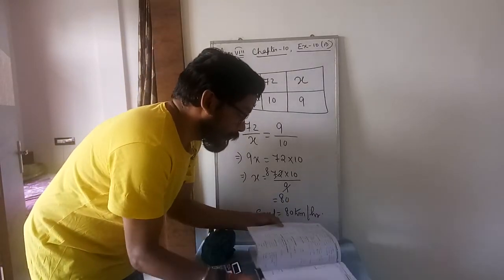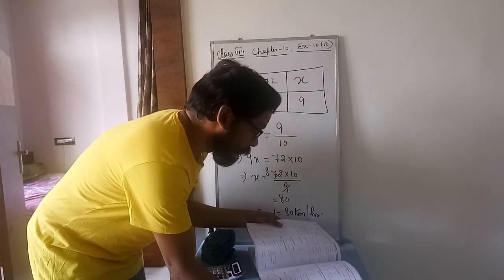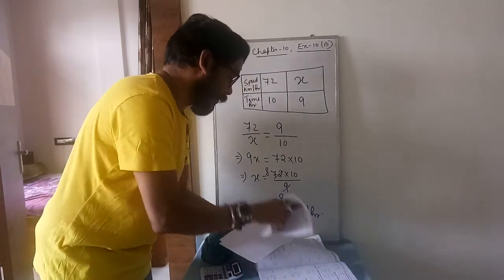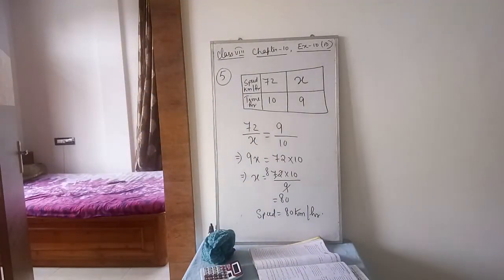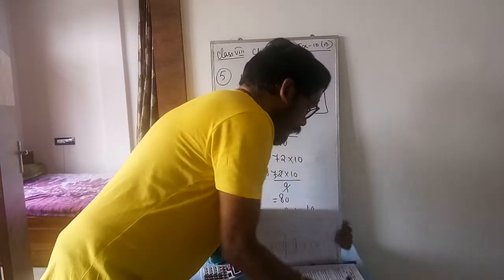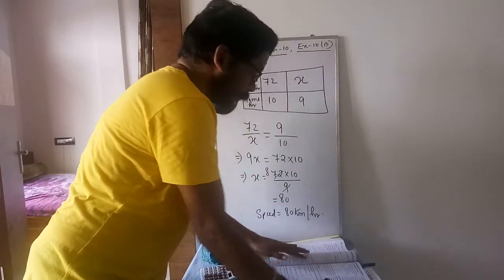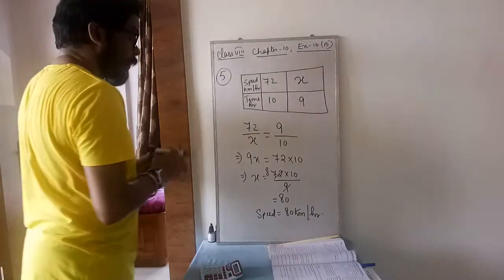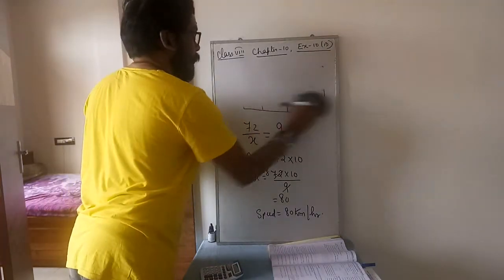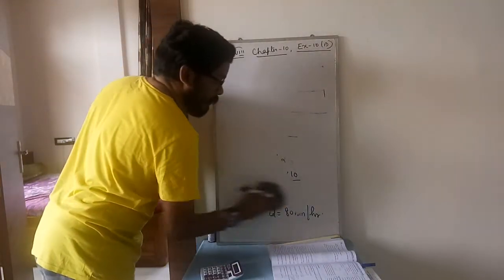Let me check the answer. It is 80 kilometer per hour. Okay. Now take the screenshot of this. Okay. This is 80 kilometer per hour. Question number 5 is done. Now we'll go for question number 6.